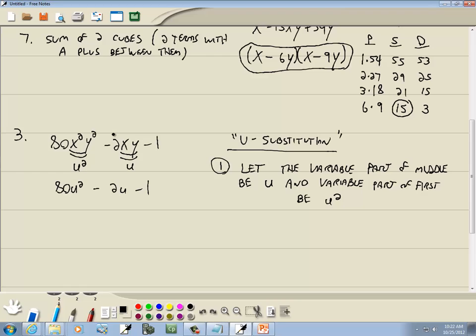Now, when can you use the U-substitution? Why did I even think that I could do this in the first place? Well, if you can take the variable part of the middle, whatever it is, in this case it's xy, and take it to the second power. If I do that, that gives me x squared, y squared. If that equals the variable part of the first, that's when you can do the U-substitution.